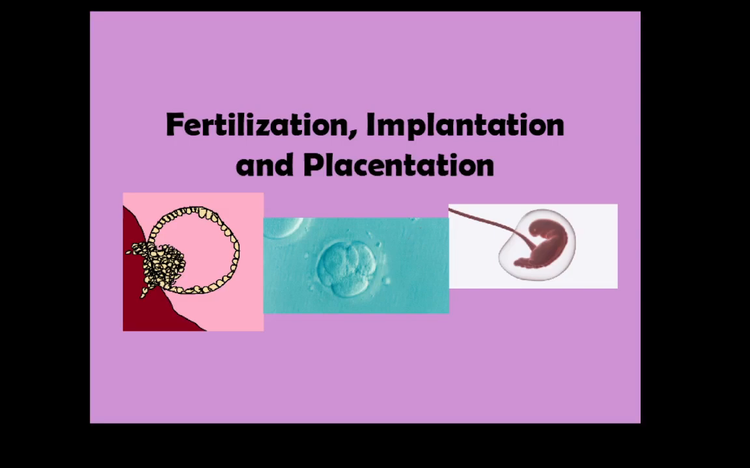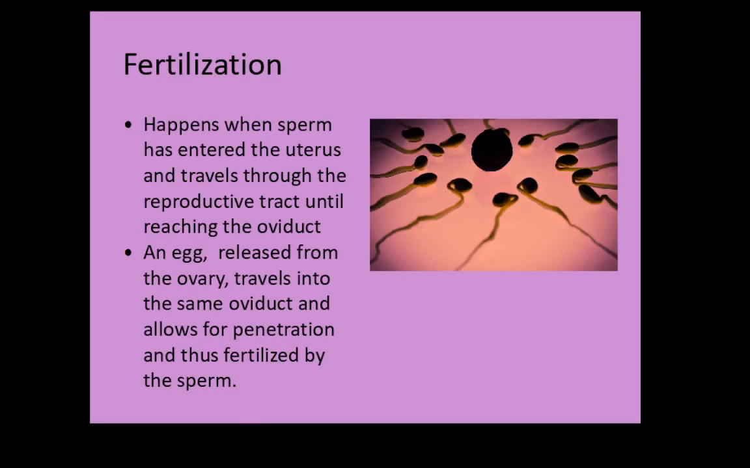Okay, so fertilization happens when the sperm has entered the uterus and travels through the reproductive tract until reaching the oviduct. An egg, which was previously released from the ovary, travels into the same oviduct and allows for penetration, and is thus fertilized by the sperm.